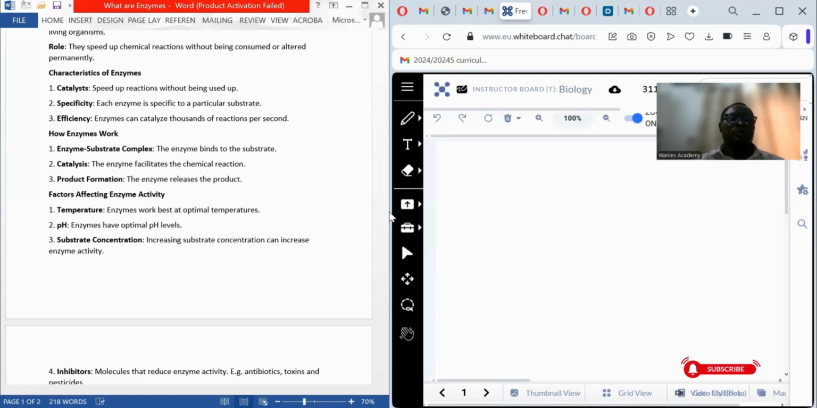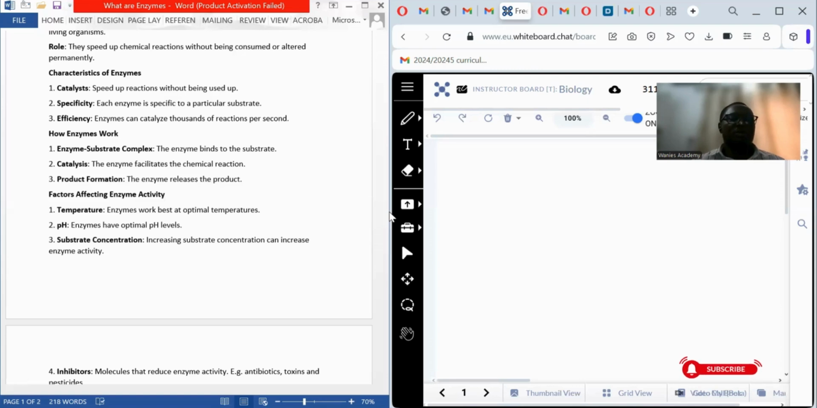How do enzymes work? One, enzyme-substrate complex. Enzymes bind or cling to substrates, or the materials they want to act upon. Secondly, they provide a means of reaction. They react with the substrate, or the material, in breaking it to speed up the reaction. And they also produce new substances. So enzymes allow for the production of new substances.